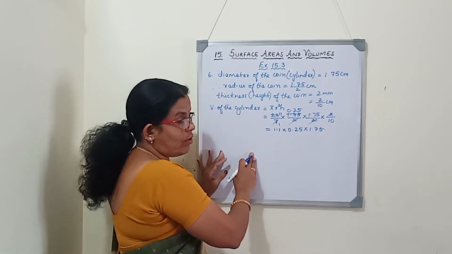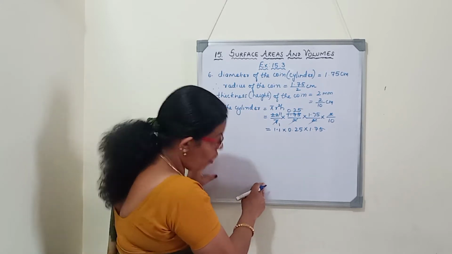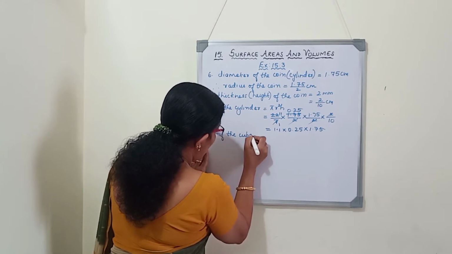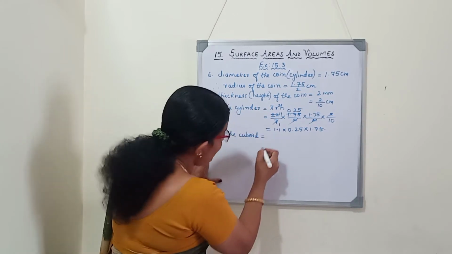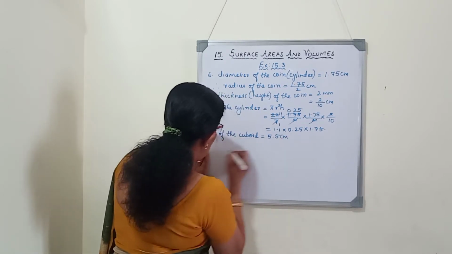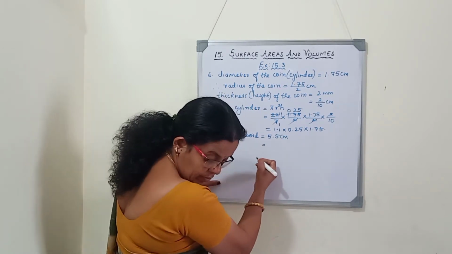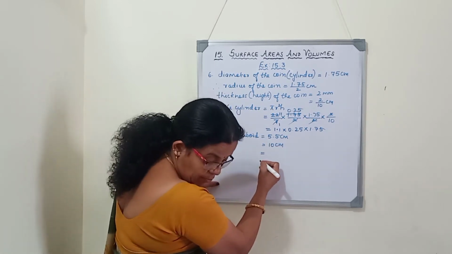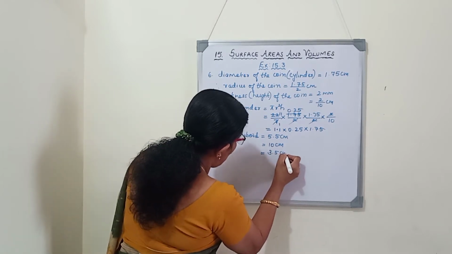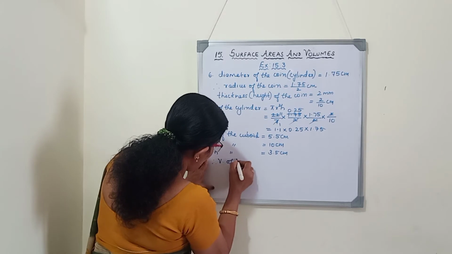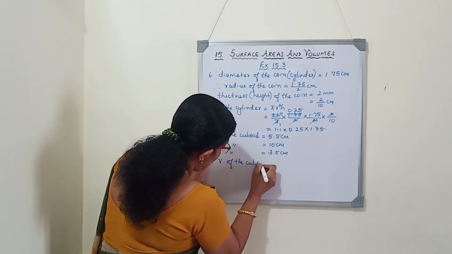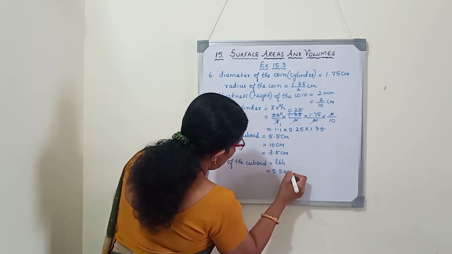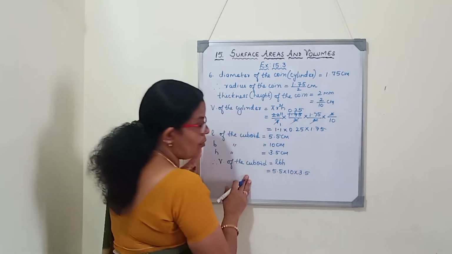Now how many coins are required or melted to make a cuboid of dimensions? So length of the cuboid equals 5.5 centimeter. Breadth of the cuboid 10 centimeter. And height of the cuboid is 3.5 centimeter. Therefore, volume of the cuboid equals volume of a cuboid is L B H, 5.5 into 10 into 3.5. So this is the volume of the cuboid.